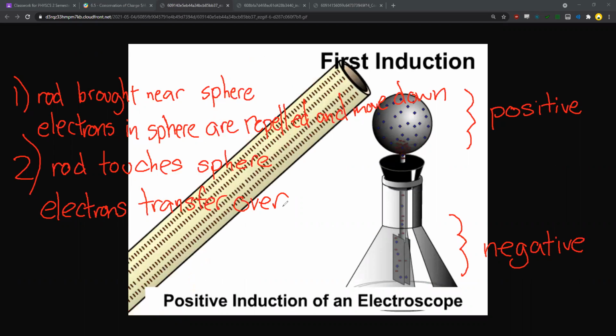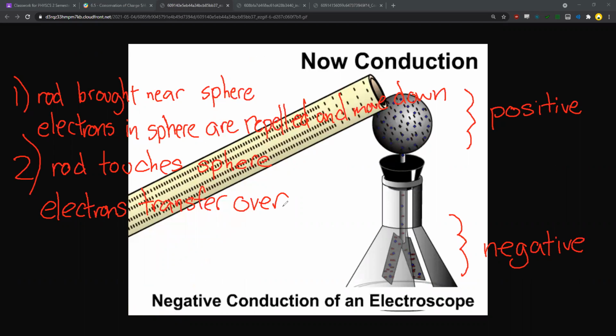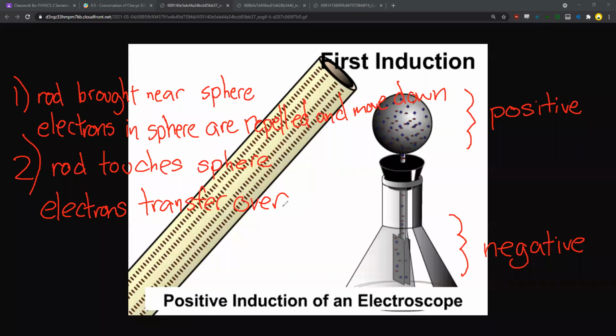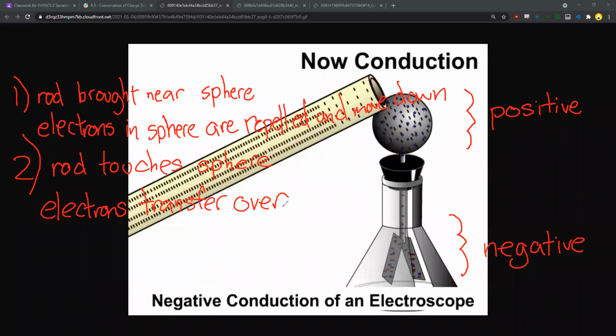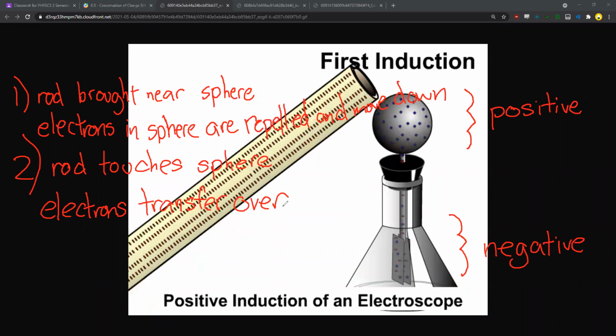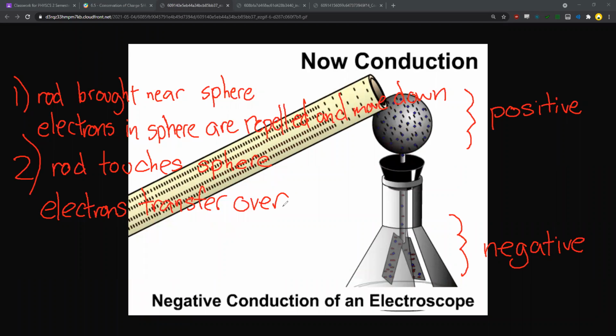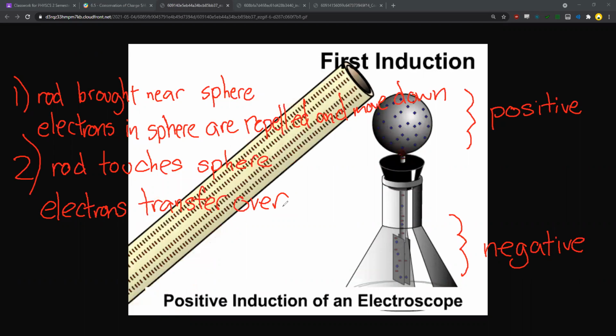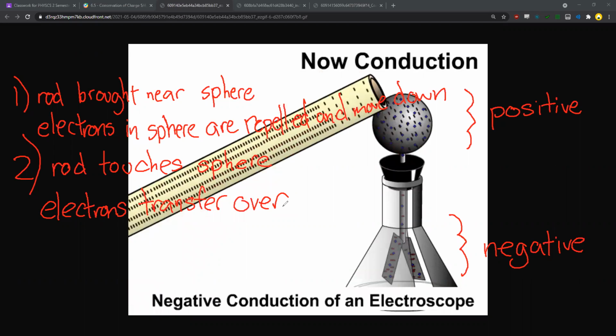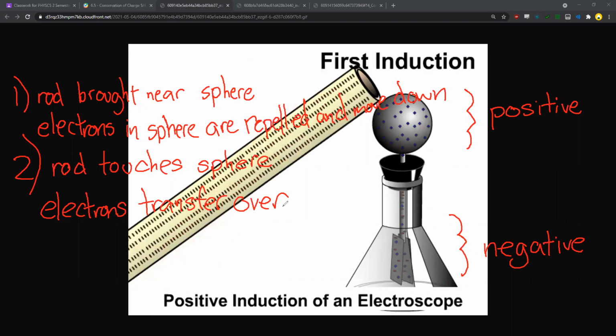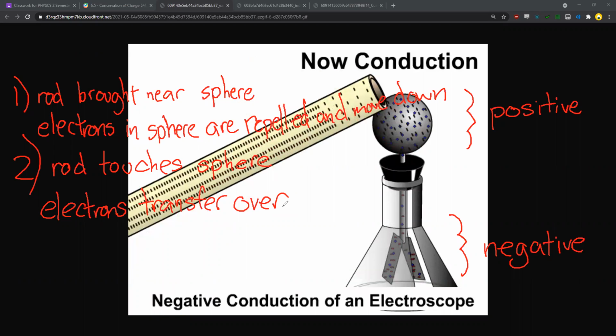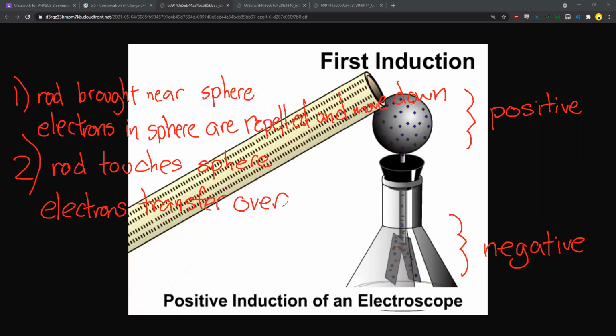Anyone want to publicly say it, or are we just gonna be stuck here for the rest of the day? Is that what's gonna happen? I know you guys don't care, but I do. I don't want to be stuck here for the rest of my day. Why are the electrons transferring over?